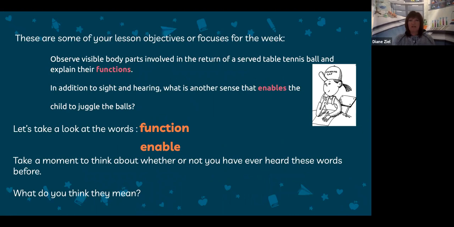Academic vocabulary. These are some of your lesson objectives or focuses for today. Observe visible body parts involved in the return of a served table tennis ball and explain their functions. You see the word functions in red. In addition to sight and hearing, what is another sense that enables the child to juggle the balls? Enables is also in red.